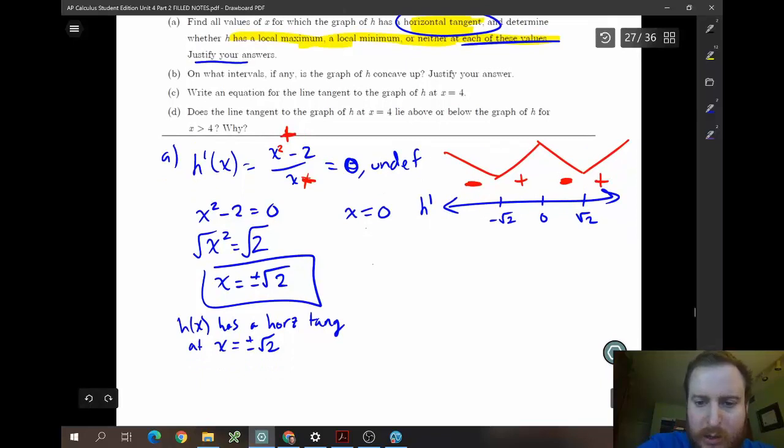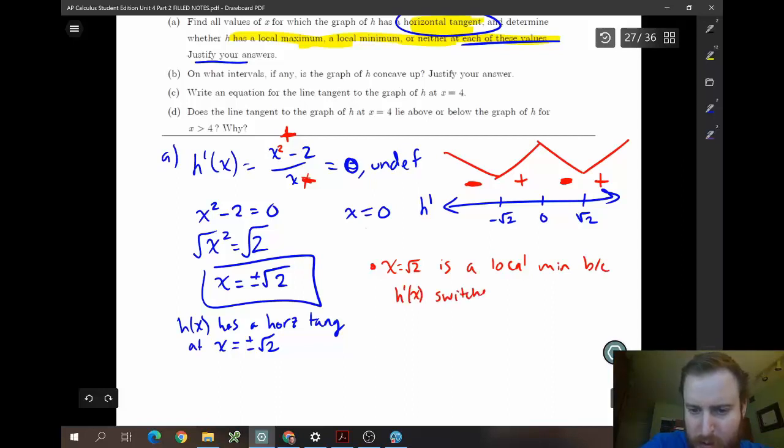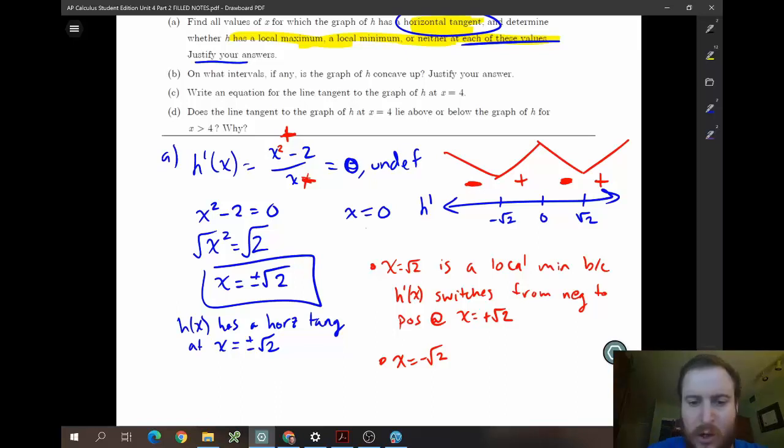So what we're going to say is x equals square root of 2 is a local minimum, because h prime of x changes from negative to positive at x equals positive square root of 2. And then we'll do the same thing for negative square root of 2. Right, for negative square root of 2, it's the exact same explanation. So if you wanted to group them together, you could as well.